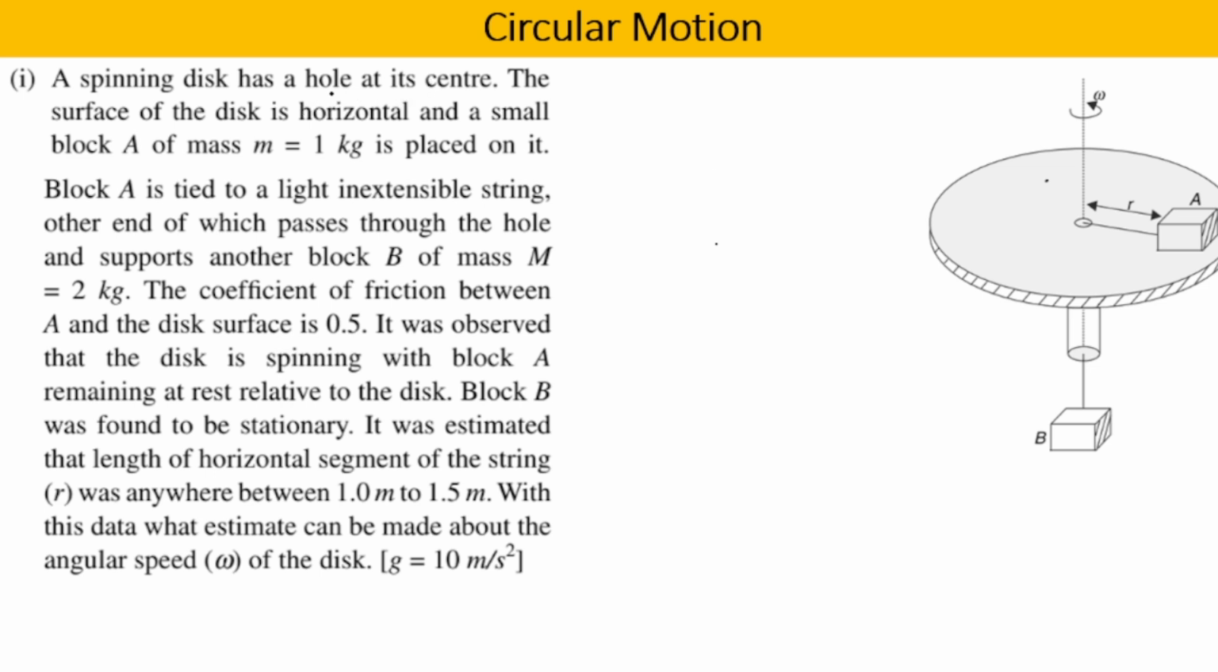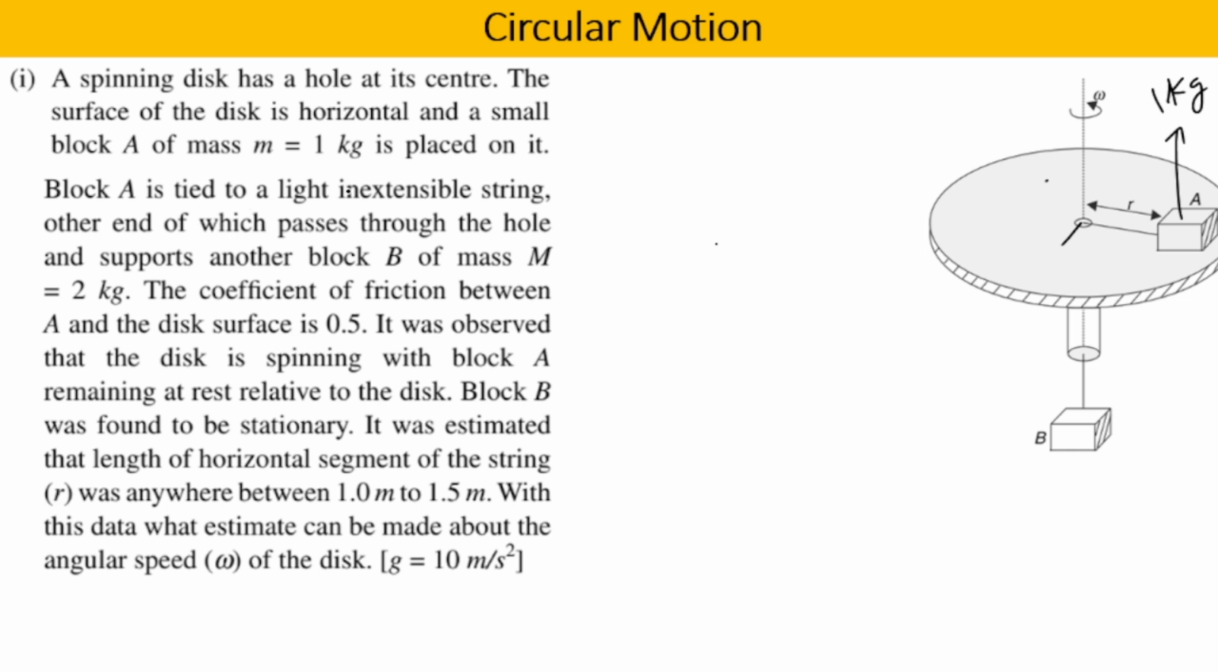So there is a disk spinning and it has a hole at its center. You can locate this hole. ठीक है? The surface of the disk is horizontal. This is a horizontal surface. So if it is going in a circle, it is carving a horizontal circle. ठीक है? And there is a block of mass 1 kg kept here. It has a mass of 1 kg. Done. And what else is given?